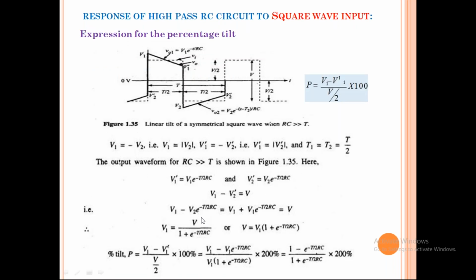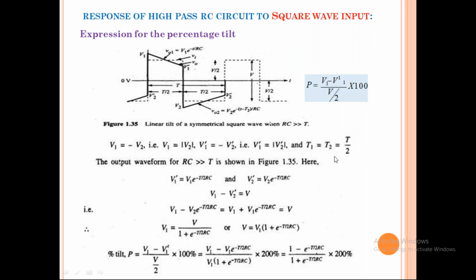Now, simplifying, the important one here is the percentage of tilt calculation. The percentage of tilt formula uses V1 minus V1 dash. You observe that in the 0 to capital T1 interval, the output waveform starts at V1 voltage and at T equal to capital T1, or T by 2, it is V1 dash. So V1 minus V1 dash by V by 2. The total peak to peak value is V volts, and you are considering only half of the peak magnitude. That's why it is written V by 2 into 100%. We are also assuming a symmetrical square waveform.